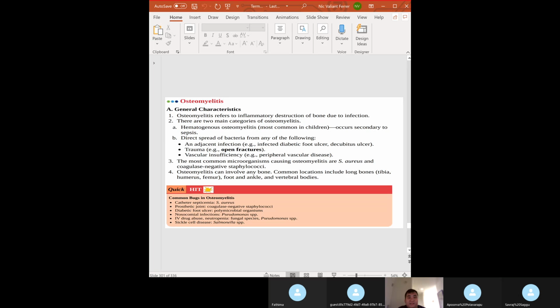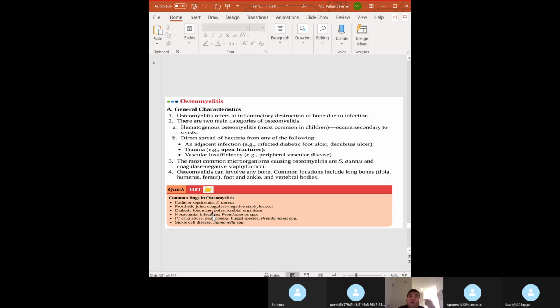So this is one of the musculoskeletal topics. That's why I put it here. Osteomyelitis, commonly seen in open fractures. So guys, put a star here. Common bugs in osteomyelitis. This is high yield for the staph. For catheter, Staph aureus. For prosthetic, coagulase negative staphylococci. Diabetic foot ulcer is polymicrobial. There's no one organism that is responsible if the patient has diabetic foot ulcer.